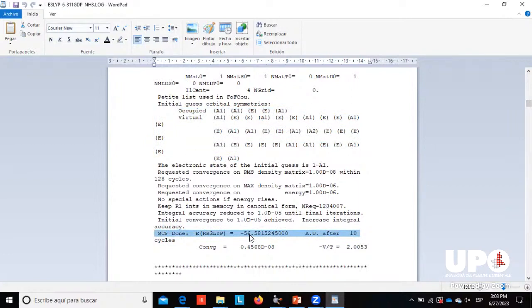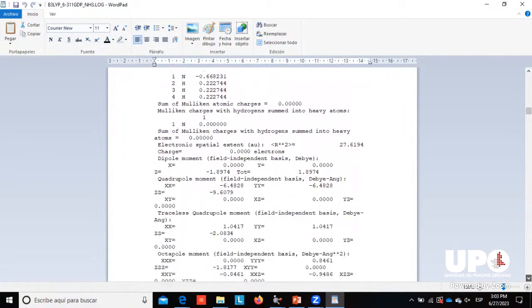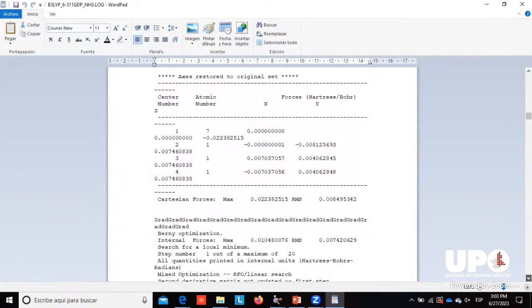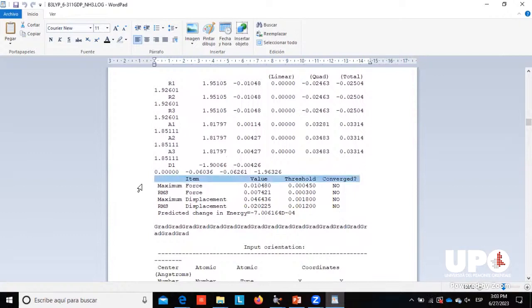You see this minus 56.58. This is the energy of the system in Hartrees for the initial geometry, okay? And then more or less this section is repeated over time for each optimization step, okay? Well, you have also dipolar moments and some other information over there. And then you have information about the convergence of your optimization process in terms of the force and the displacement of the atom. So once these thresholds are achieved, the program understands that the optimization has converged, okay?